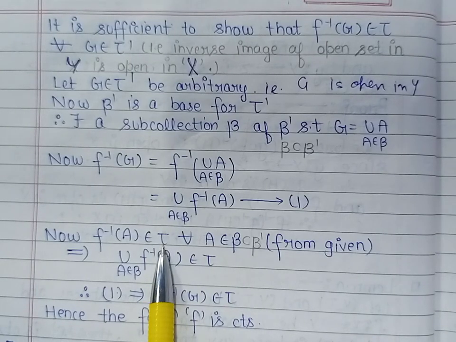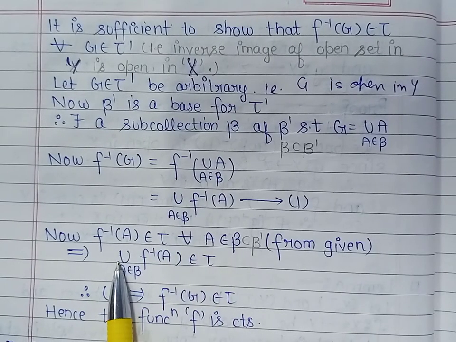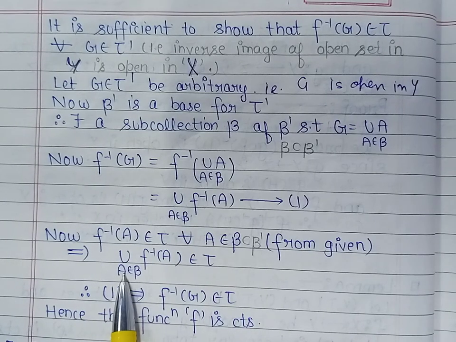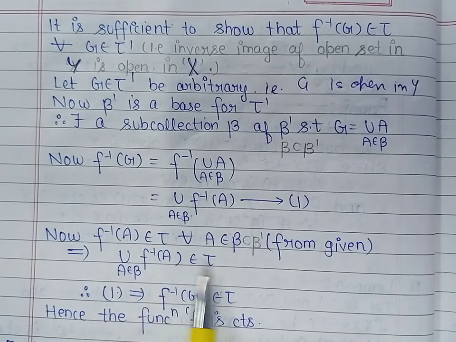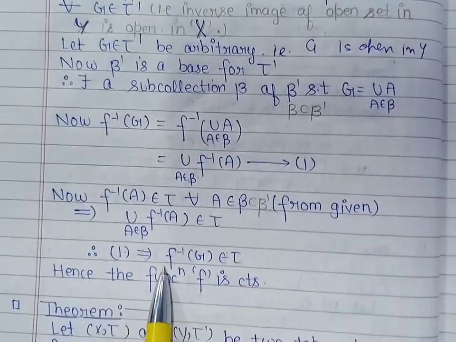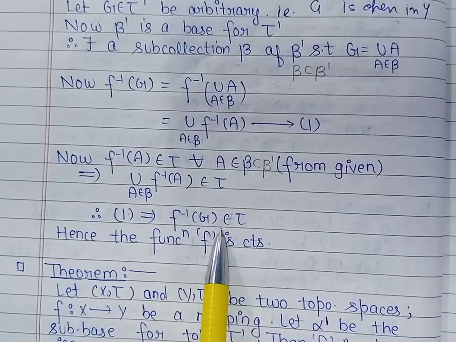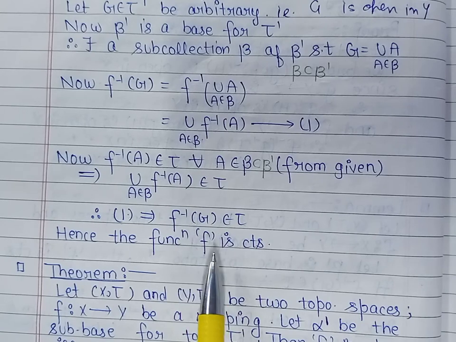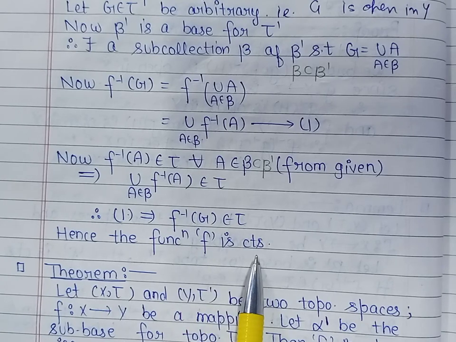So we can say these members belong to τ, and because τ is a topology that is closed under arbitrary unions, it means arbitrary union of open sets is open. So we can say that union of f inverse A, where A belongs to β, that belongs to τ, and from here we can say that f inverse G belongs to τ. This proves the continuity of the function f.